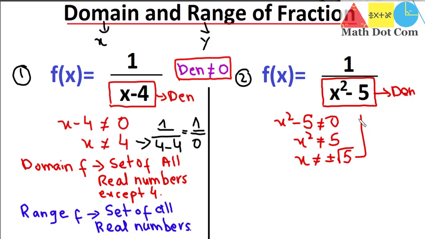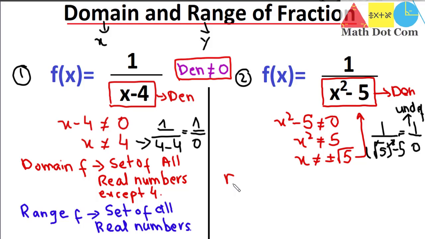For your ease, let me make sure. If we replace x with root 5 and take its square minus 5, what I will get is 5 minus 5 equals 0. So 1 divided by 0. 1 divided by 0 is undefined. So we cannot take these values. So what will be the domain?